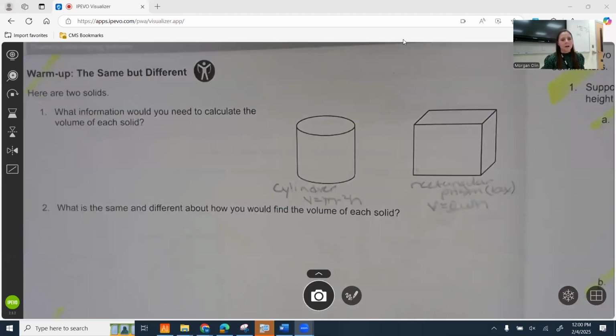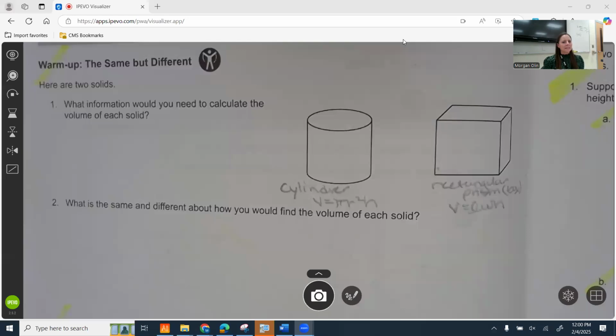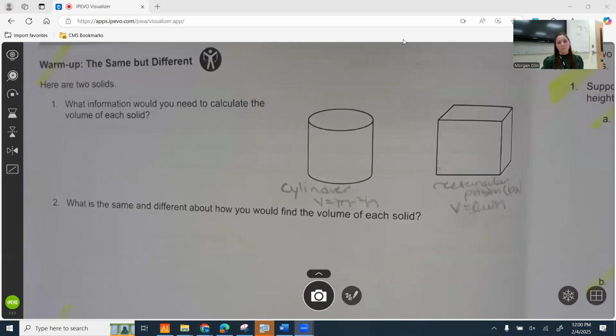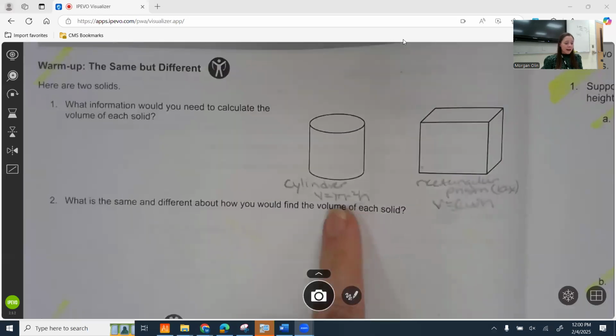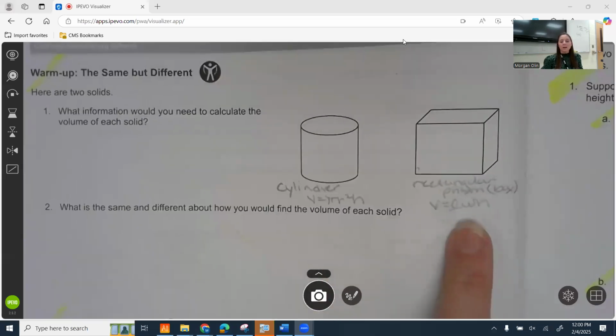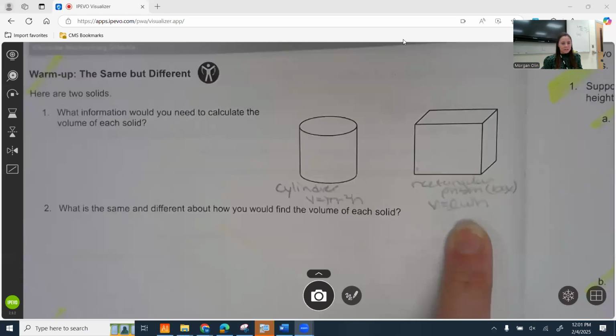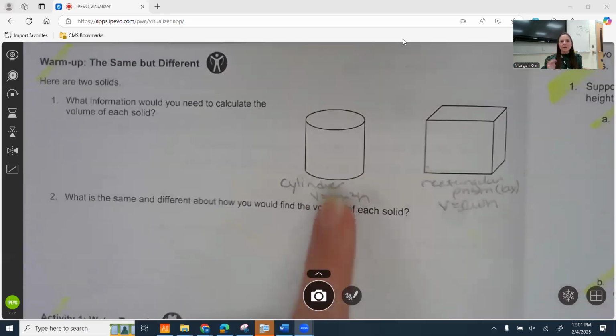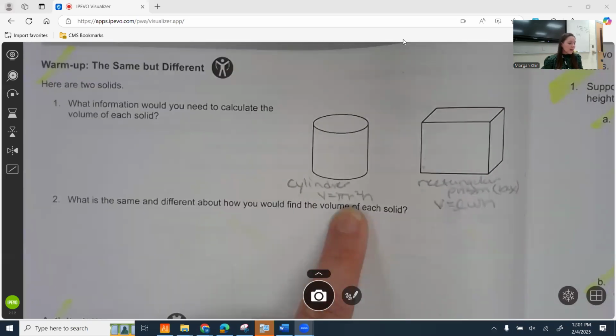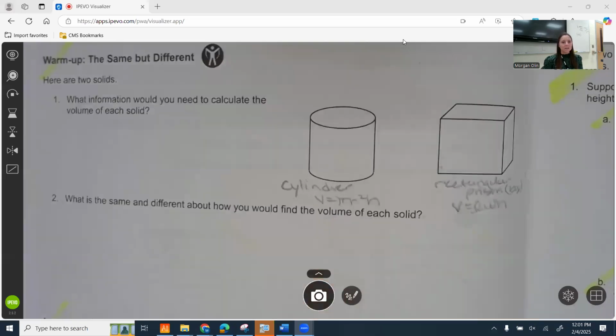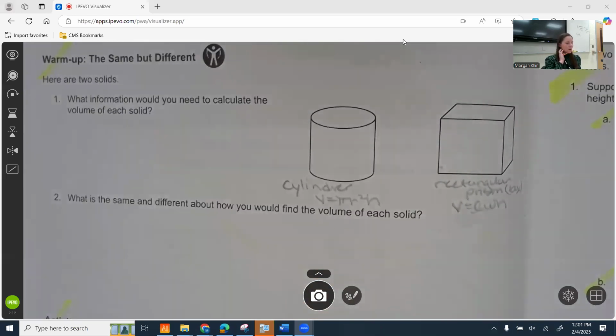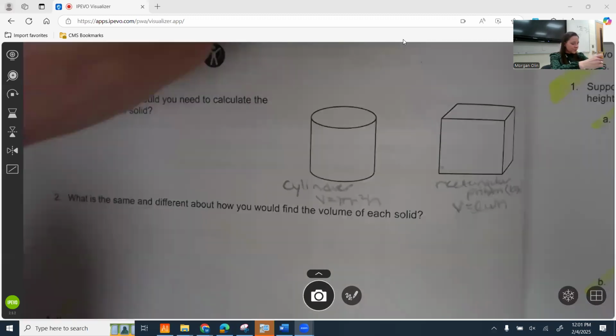All right. It says, what is the same and different about how you would find the volume of each solid? All right. Here, you need pi in the cylinder. Here, you just need the 3 different dimensions. Here, you kind of need 2 dimensions, but you use that r twice. That's the reason why it's squared. Okay. So let's look further down on the page.